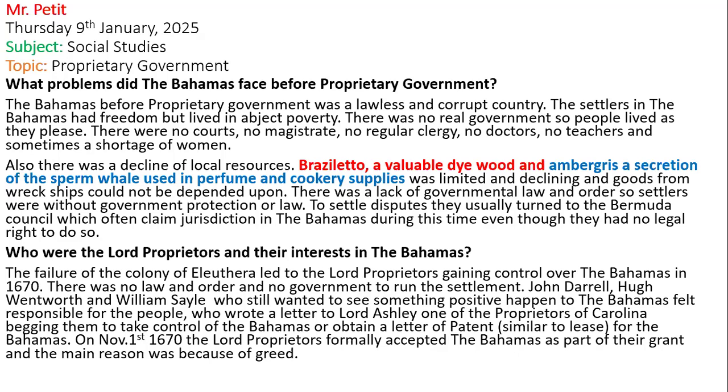John Lord Berkeley, Baron of Stratton, Anthony Lord Ashley, Sir George Carteret, and Sir Peter Colleton. So that's the Lord proprietors. They want a fancy name too, I ain't gonna lie.